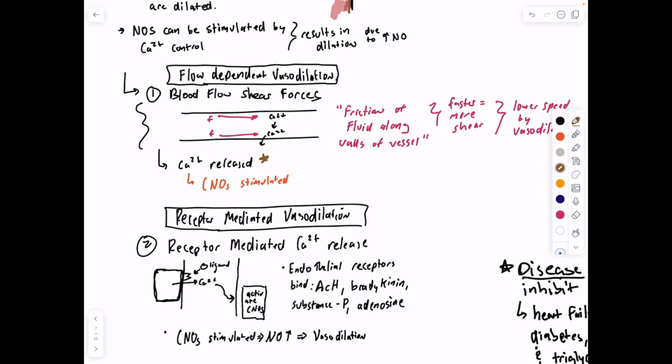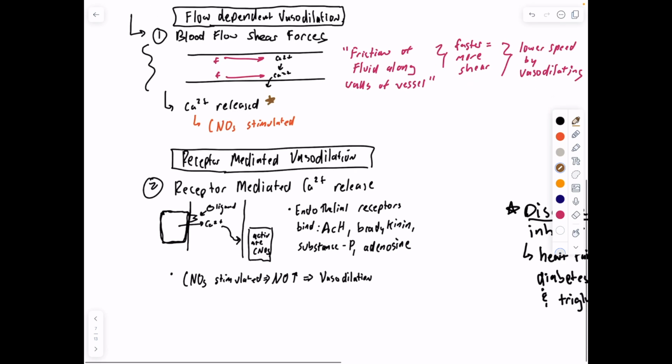All right, cNOS being stimulated means more nitric oxide, which means more vasodilation. The second way is receptor-mediated vasodilation. The idea is that a number of different endothelial receptors will bind acetylcholine, bradykinin, substance P, I'm not sure exactly what that is, and adenosine. If those bind to the receptors on the endothelial cells, they cause calcium release, which stimulates cNOS, which will produce more nitric oxide, which will do more vasodilation.